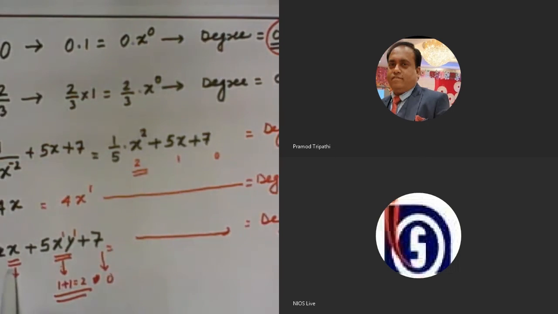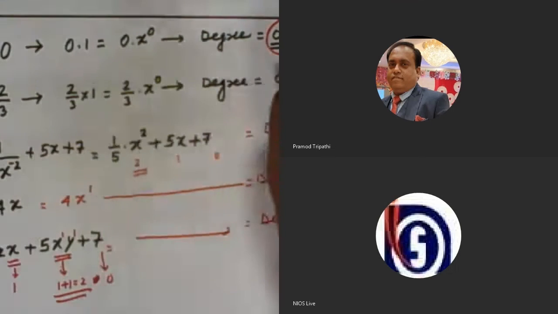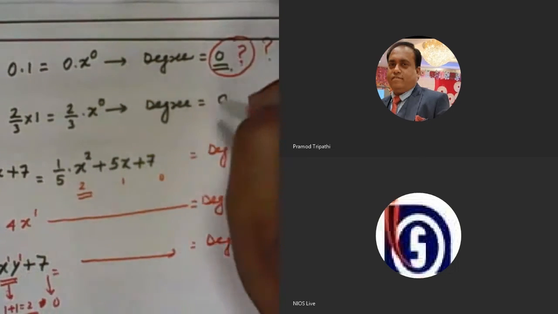In the last case, 2x plus 5xy plus 7, x has the exponent 1, y also has the exponent 1. So the sum of the exponents will be 2. So the highest sum of the exponents in this whole expression is 2. So the degree is 2. So here we can easily find the degree of the polynomial. But one question is left here. We will discuss it after some time.